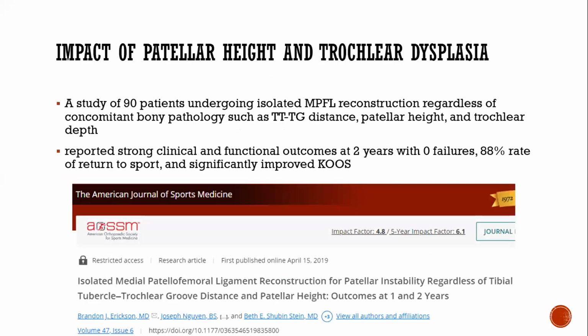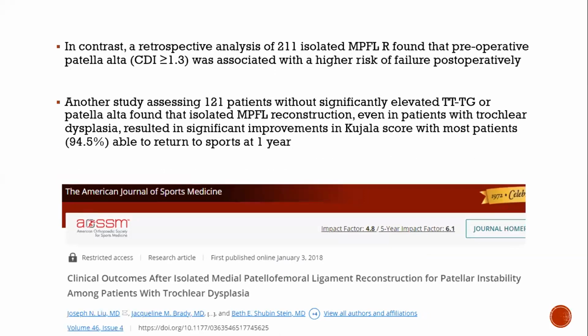And Erickson, in a study of 90 patients undergoing MPFL reconstruction, regardless of any bony pathology such as TTTG distance, patellar height or trochlear depth, reported good clinical and functional outcomes at 2 years with 0 failures, and 88% of them returned to sports.